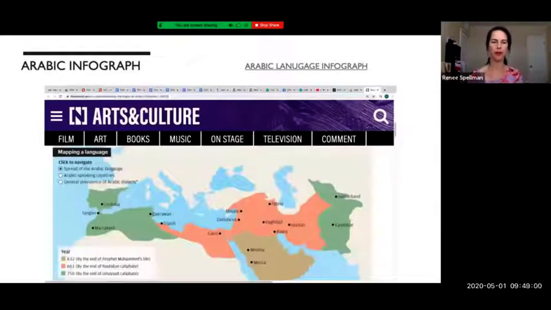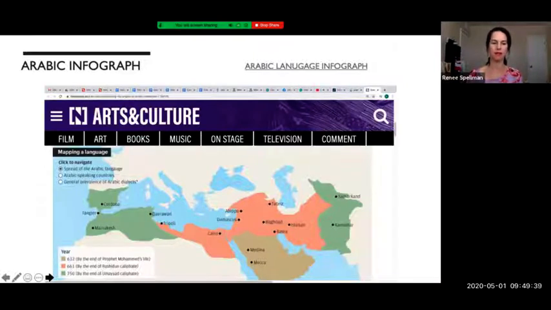This little infographic is kind of interesting because it shows the spread of the Arabic language in the different time periods. So for example, the light brown, the tan color, it says 632, the end of the Prophet Muhammad's life. So this is kind of where Arabic was during that time. Now by 661, you see the peach color here. So Arabic had spread within 30 years all the way into this region here.